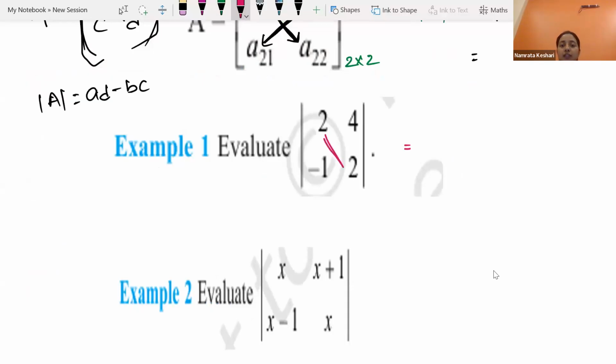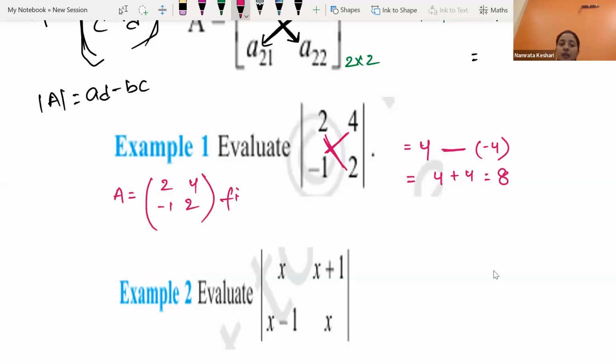First, we will be multiplying this 2 with 2, that means 4. Minus, then we will be doing the multiplication of 4 with minus 1. So 4 with minus 1 will be minus 4, right, Kiran? Yes. So we are going to get 4 plus 4, that is 8. If the question is given like this, A is 2, 4, negative 1, 2, find determinant of A, you will be doing the same thing, whatever we have done now. Got it? Okay.